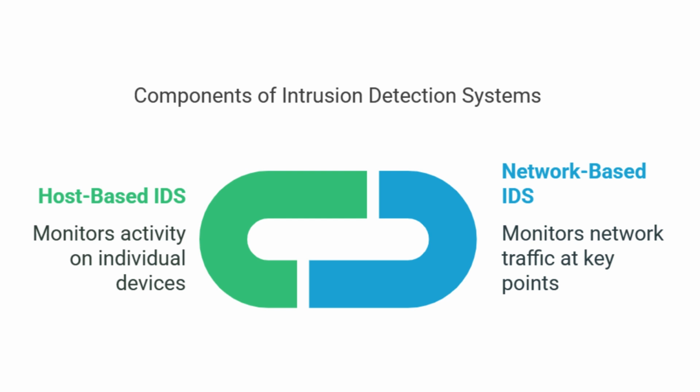Imagine an IDS as a silent security guard watching everything that happens in your network. If it notices something suspicious, like an unauthorized login attempt or unusual data transfer, it alerts administrators so they can take action. Why is IDS important?